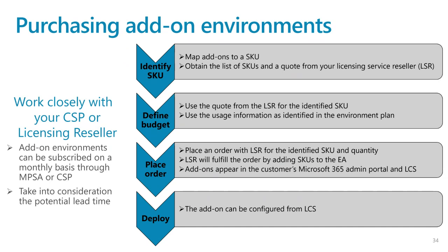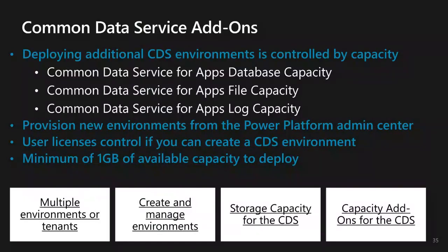So a couple of additional considerations that you'll want to think about are your Common Data Service add-ons. When you need to deploy additional CDS environments, it's controlled by capacity. And there are three different types of capacity. There's the database, the file, and the log. The database is your actual transactions, if you have an actual database in your CDS. If you don't, then we don't have database capacity. We have our file capacity, which is similar to finance and operations where we have attachments on our records. And then we have our log capacity.